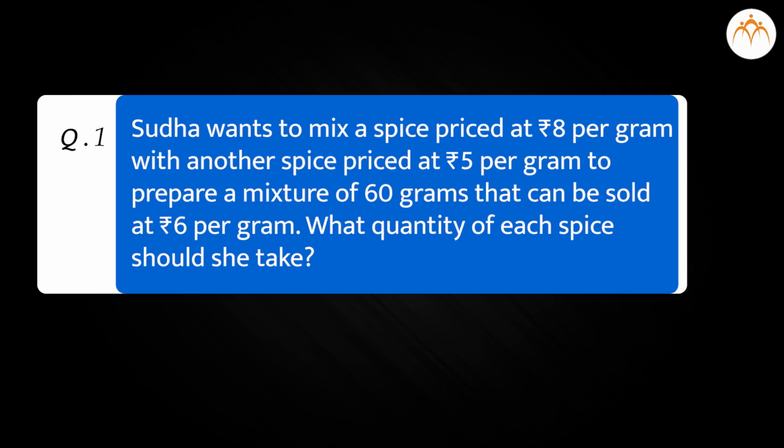Exercise. Sudha wants to mix a spice priced at 8 rupees per gram with another spice priced at 5 rupees per gram to prepare a mixture of 60 grams that can be sold at 6 rupees per gram. What quantity of each spice should she take?